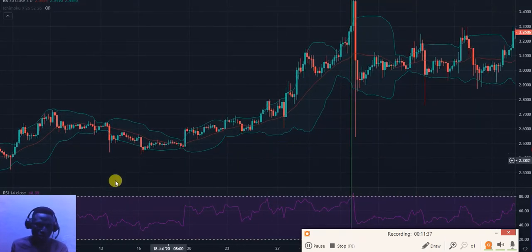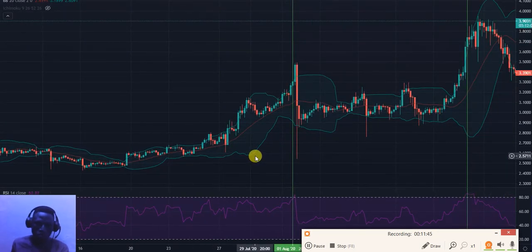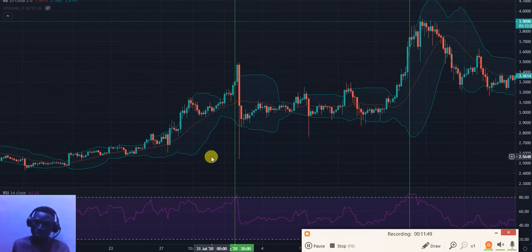You might be like, wow, this stuff is going down, it touched the lower band. No, that is the strategy. You leave it. You don't rush into trades. You wait for your own time when it's giving you an opportunity according to the strategy.